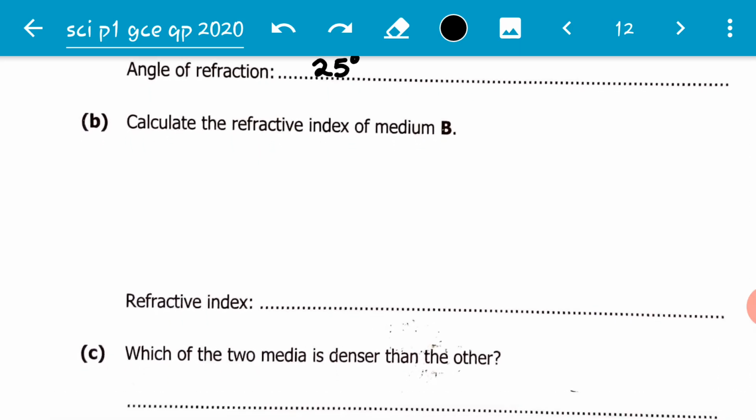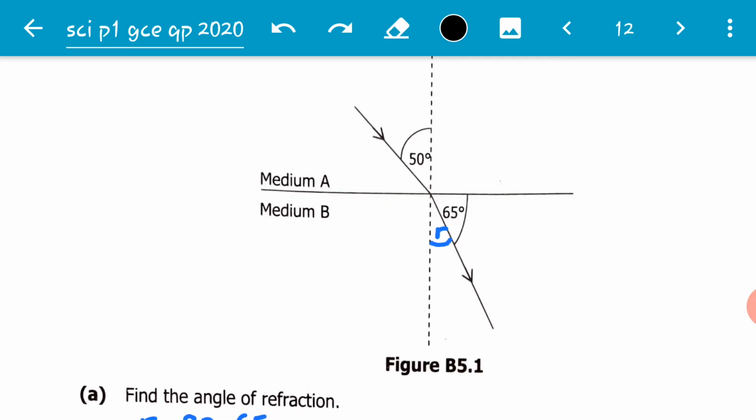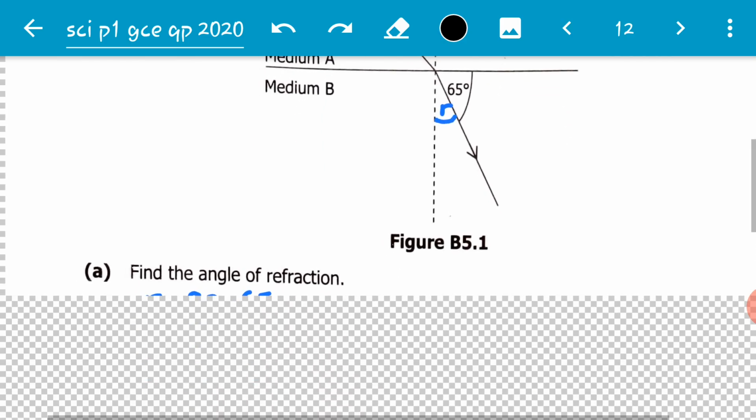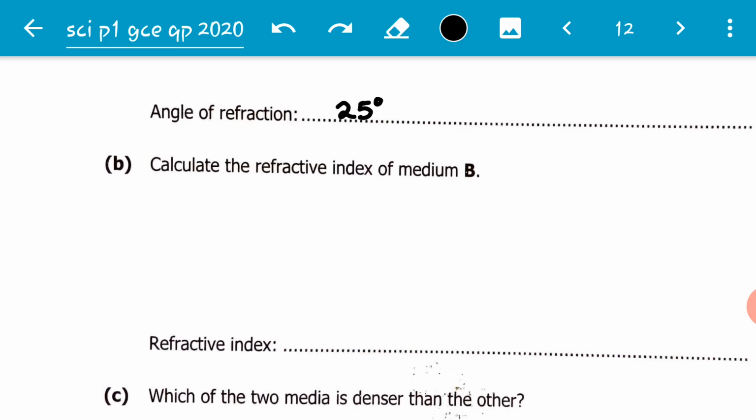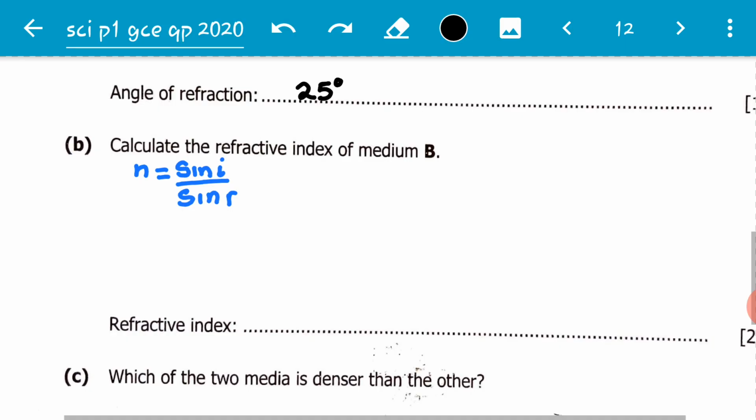Now we come to B. B is calculate the refractive index of medium B. So the refractive index of medium B, since light is coming from medium A going into medium B. If we say refractive index n is equal to sine i, which is incident, divided by sine r, which is refractive, then we are finding the refractive index for medium B. So we put that down as refractive index is equal to sine i over sine r.